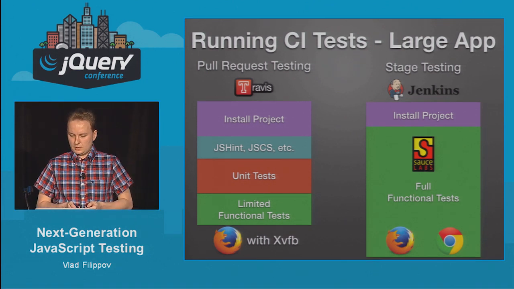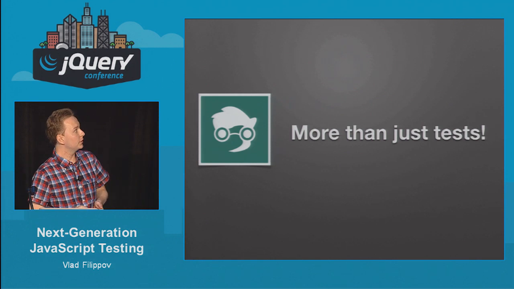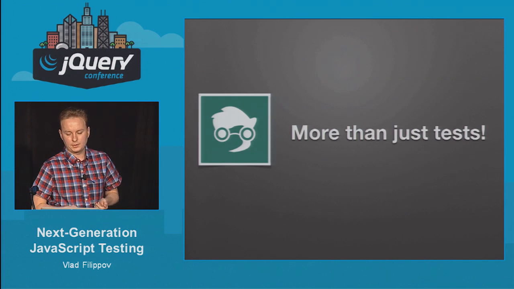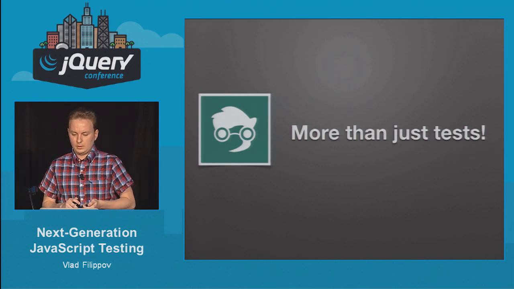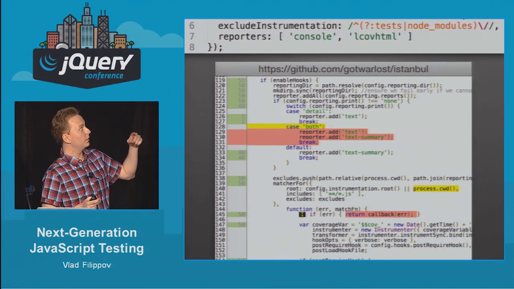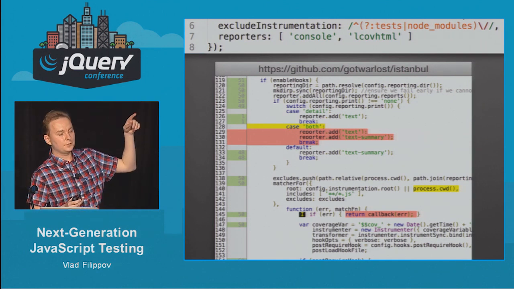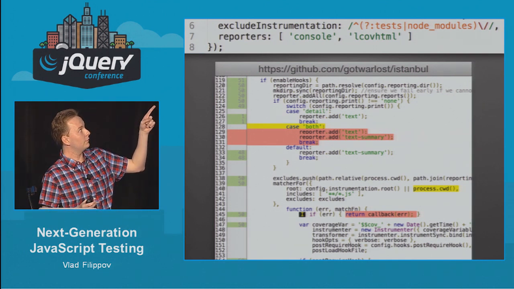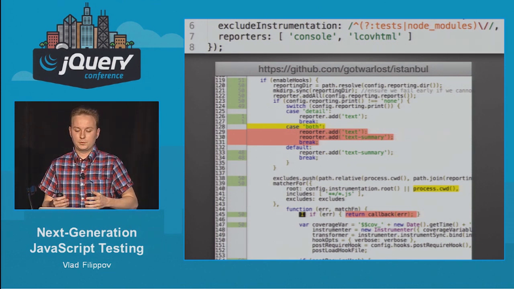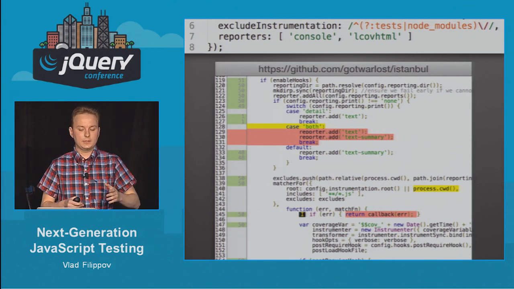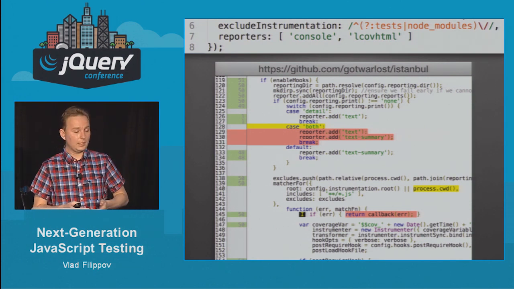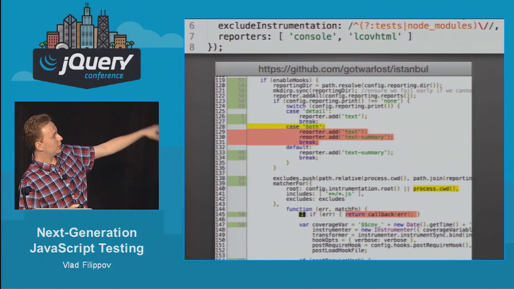All right, so I also wanted to talk about more than just unit tests and functional tests in Intern. One thing is code coverage. If you're not using code coverage, check it out. Intern ships with a code coverage reporter. So all you have to do is specify reporters. You can say, I have a console reporter and this LCOV HTML reporter, which will generate code coverage reports. It will also give you code coverage when your tests run. But I like the HTML reporter because it gives you this nice HTML report.